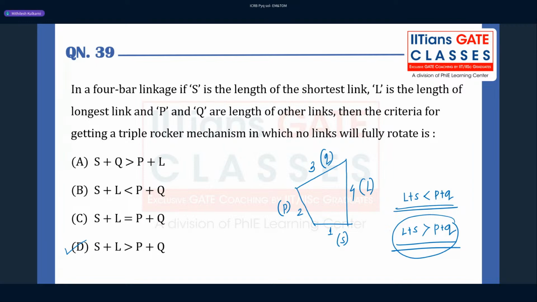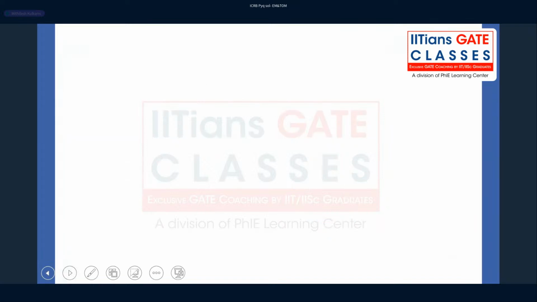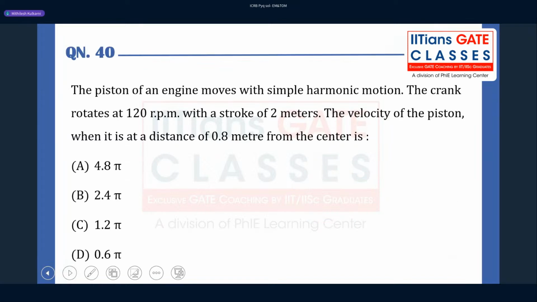Coming towards the next question. The piston of an engine moves with a simple harmonic motion. The crank rotates at 120 RPM with a stroke of 2 meters. The velocity of the piston is asked when it is at a distance of 0.8 meters from the center.